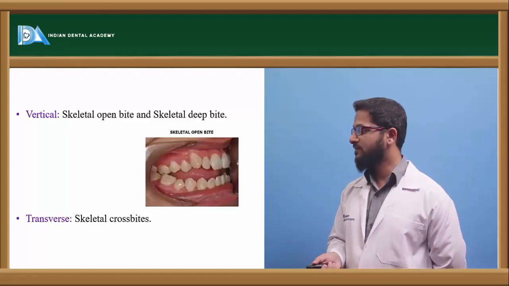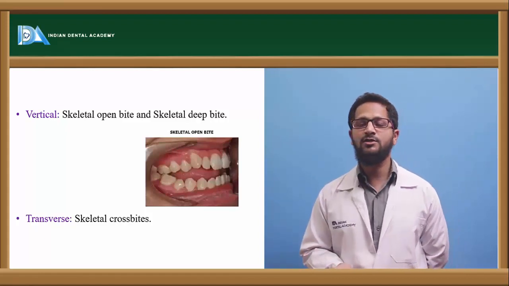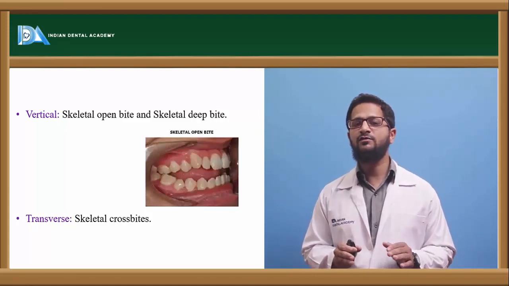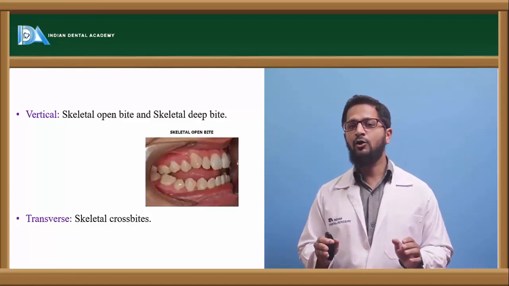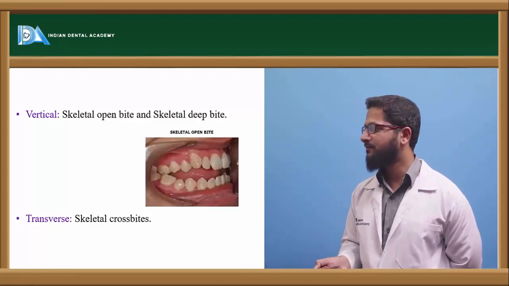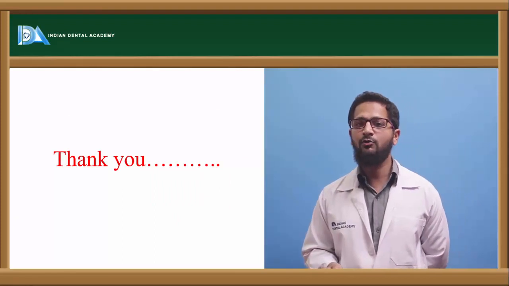Next, coming to transverse. The transverse plane of malocclusion is nothing but cross bites. Here, because of constricted maxillary arch or because of widened mandibular arch, the teeth also erupt according to the arch and there exists a cross bite, that is abnormal transverse relationship. This was all about malocclusion in general.